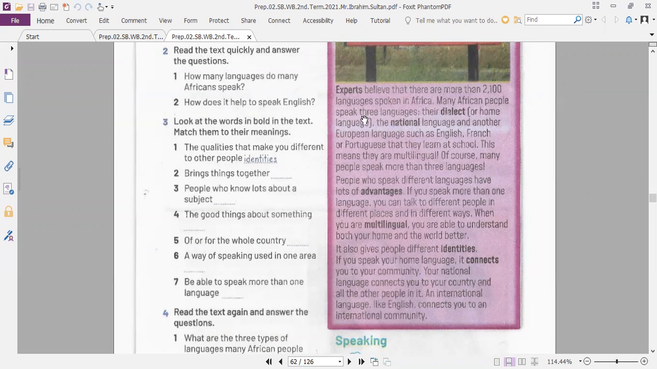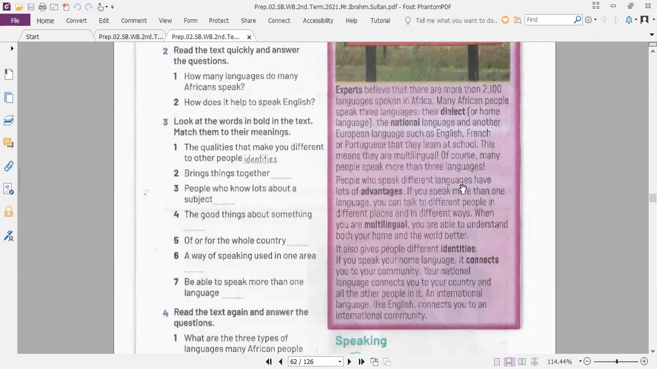Many African people speak 3 languages. They speak their dialect or home language. We have Arabic, which has many dialects; Egyptians speak it one way, Syrians speak it another way. This is what I mean by dialect. The national language and another European language such as English, French or Portuguese that they learn at school. This means they are multilingual. Of course, many people speak more than 3 languages.